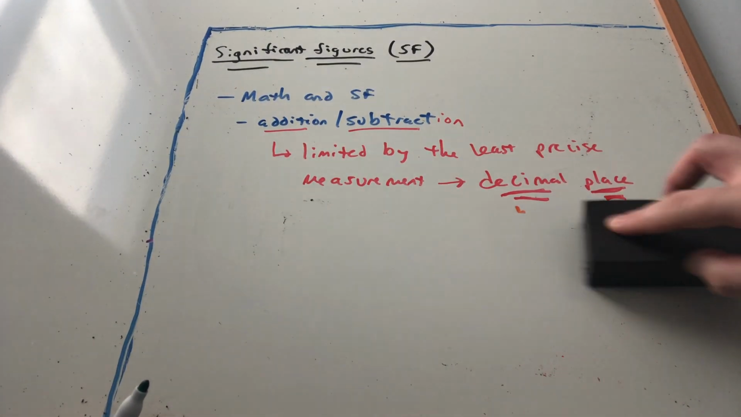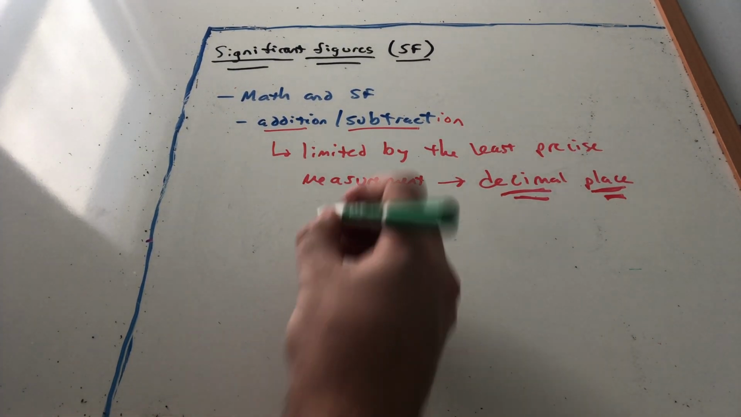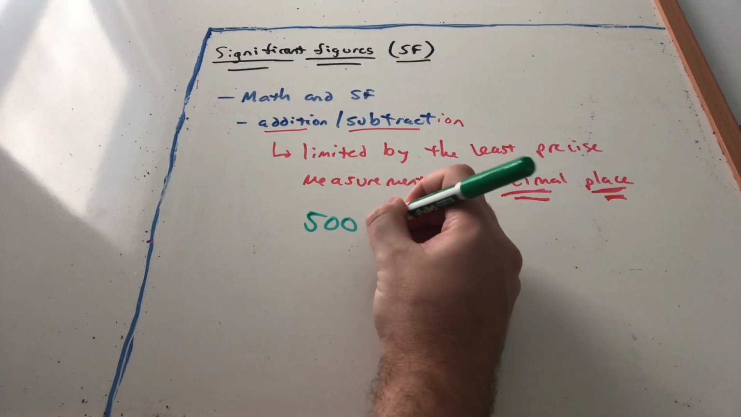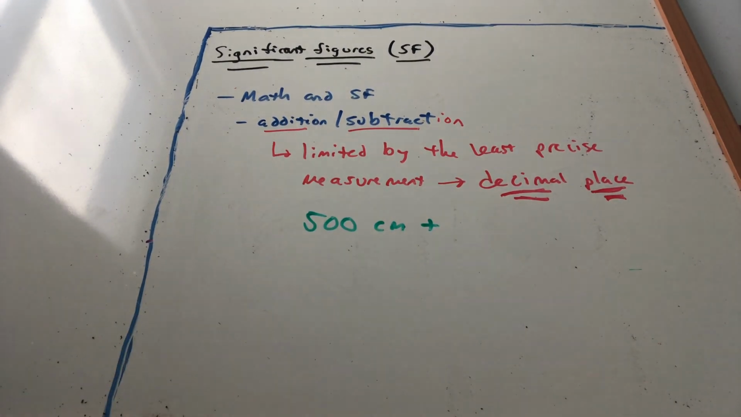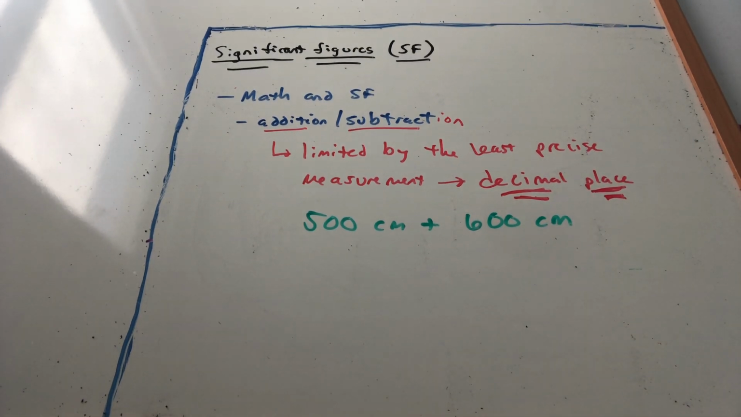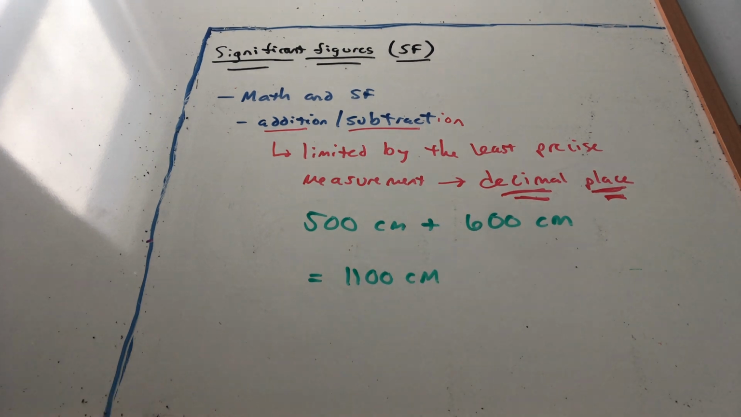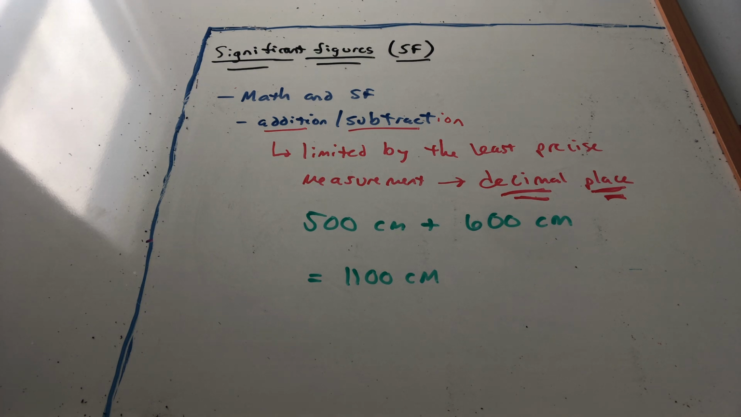Let's take a look at 500 centimeters plus 600 centimeters. Now this is a really interesting problem. We can plug this into our calculator and we get 1100 centimeters. But we want to make sure that we're representing significant figures appropriately. Is that value that comes out of our calculator correct?